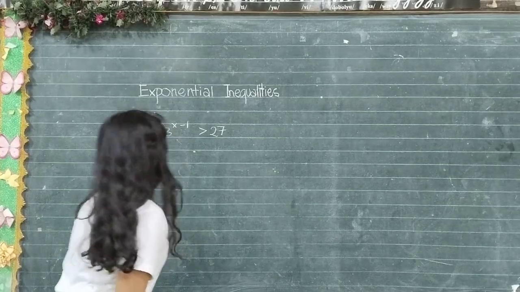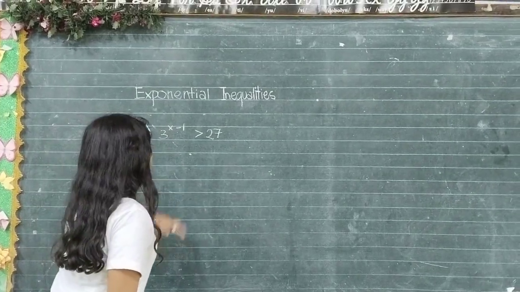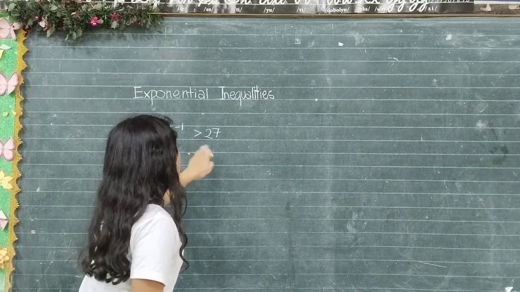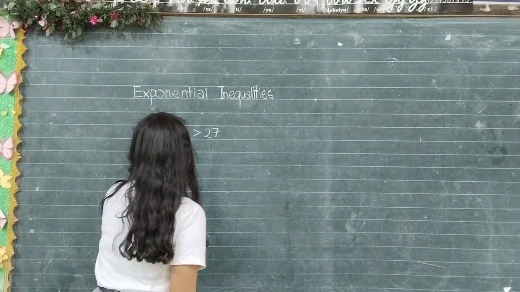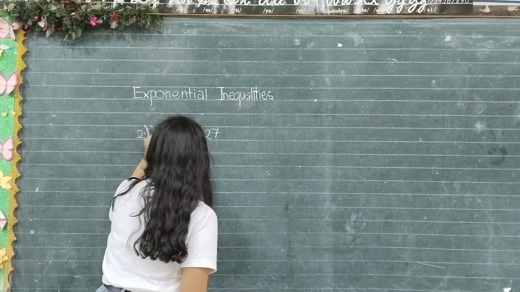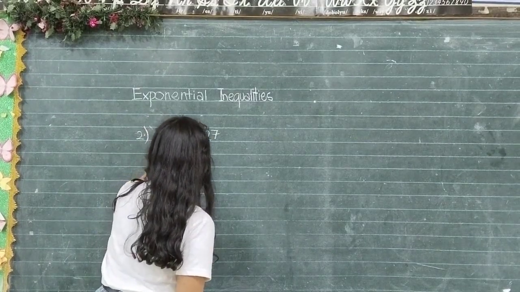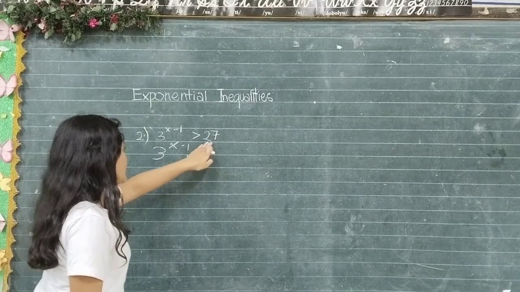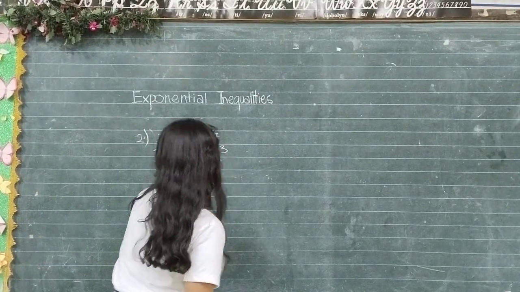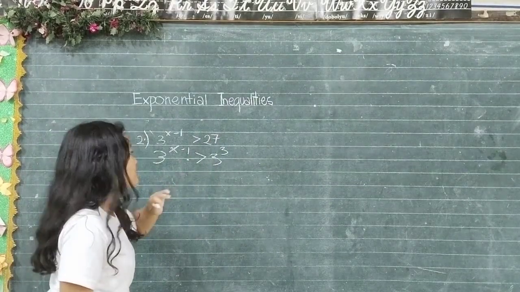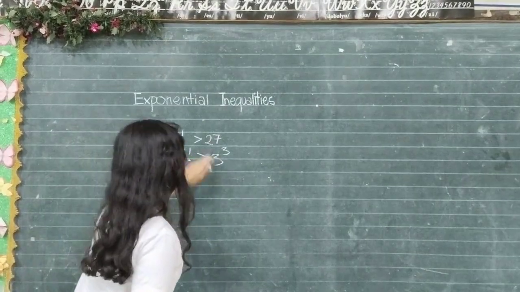So, for number 2, 3 raised to the power of x minus 1 is greater than 27. So, let's put the 3 raised to the power of x minus 1, then the 27 becomes 3 raised to the power of 3, since 3 times 3 times 3 is equal to 27.